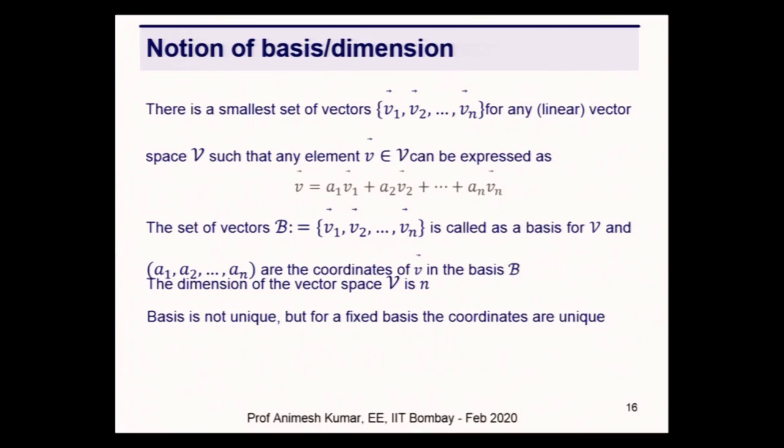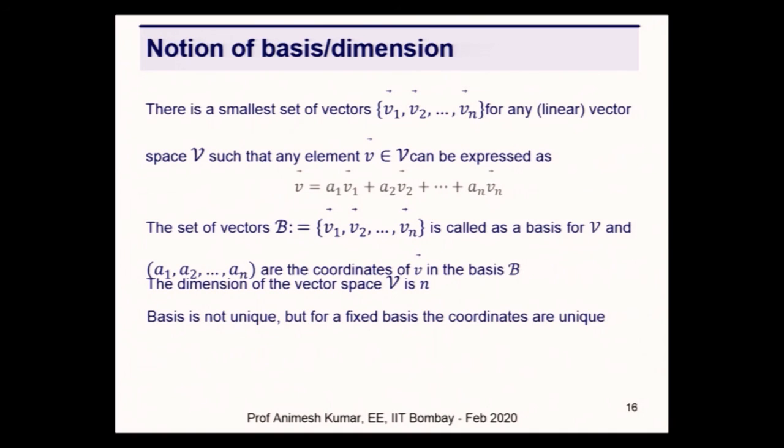So there's also this notion of basis or dimension that is brought into linear algebra. There's this notion of smallest set of vectors V1 to Vn such that any element V in a vector space can be expressed as a linear combination of these constituent vectors V1 to Vn. All right. So this kind of set is called a basis for the vector space V. And you would think of this A1 to An as the coordinates of the vector v in this particular basis.